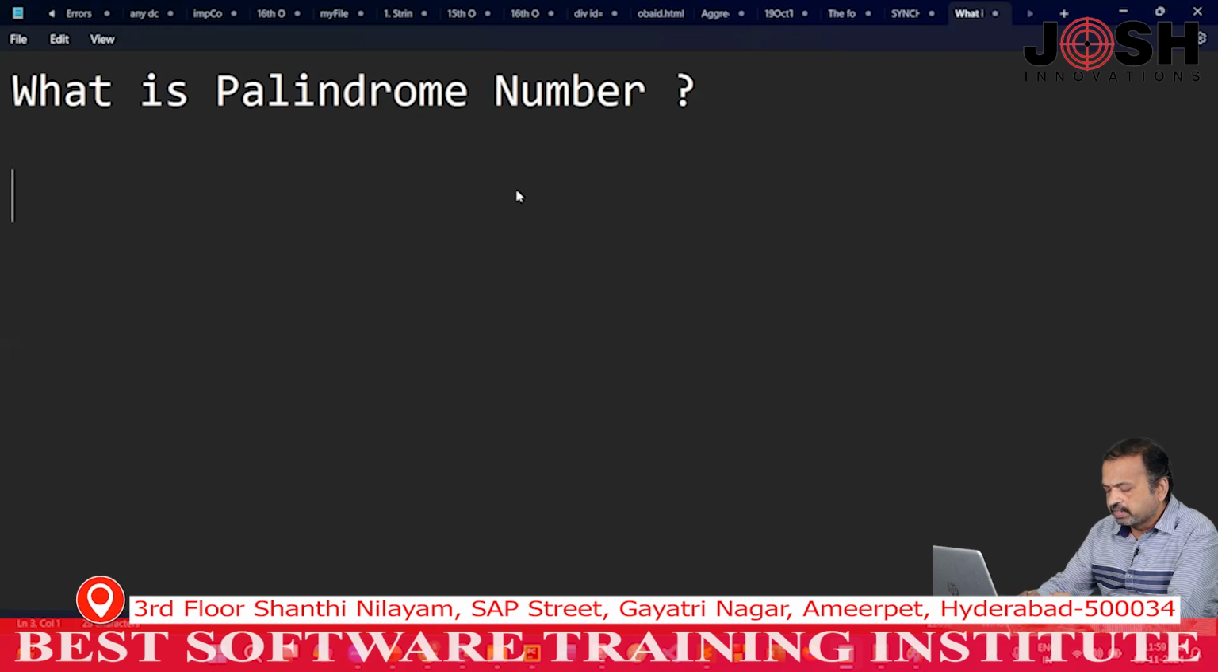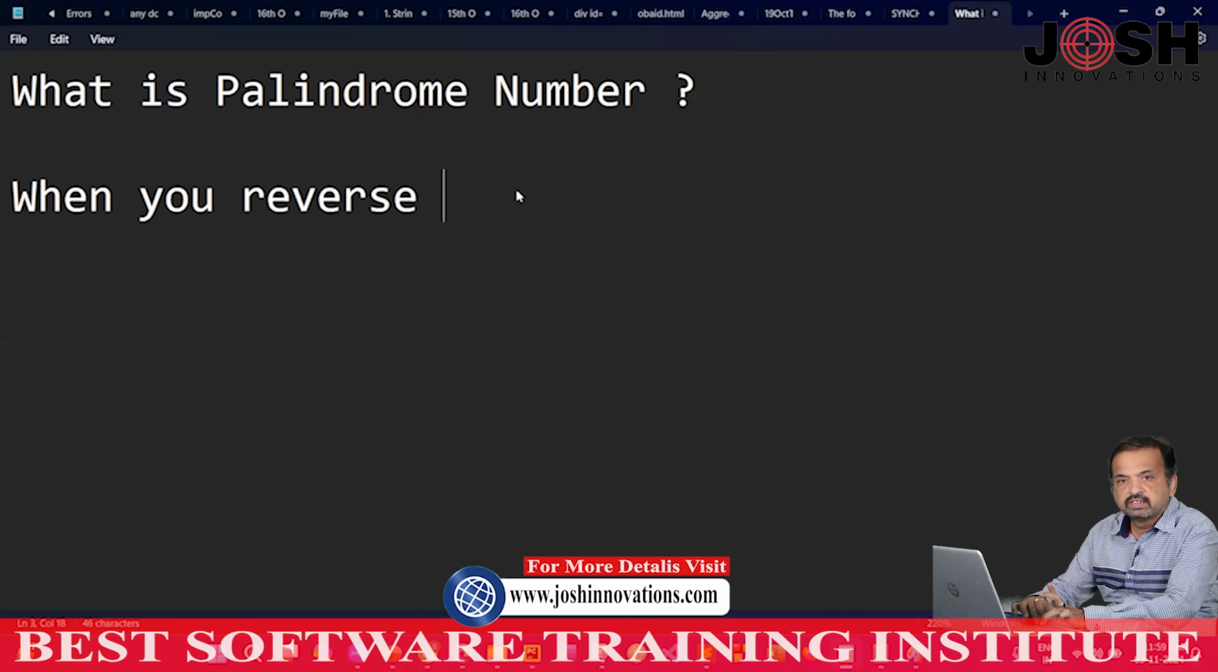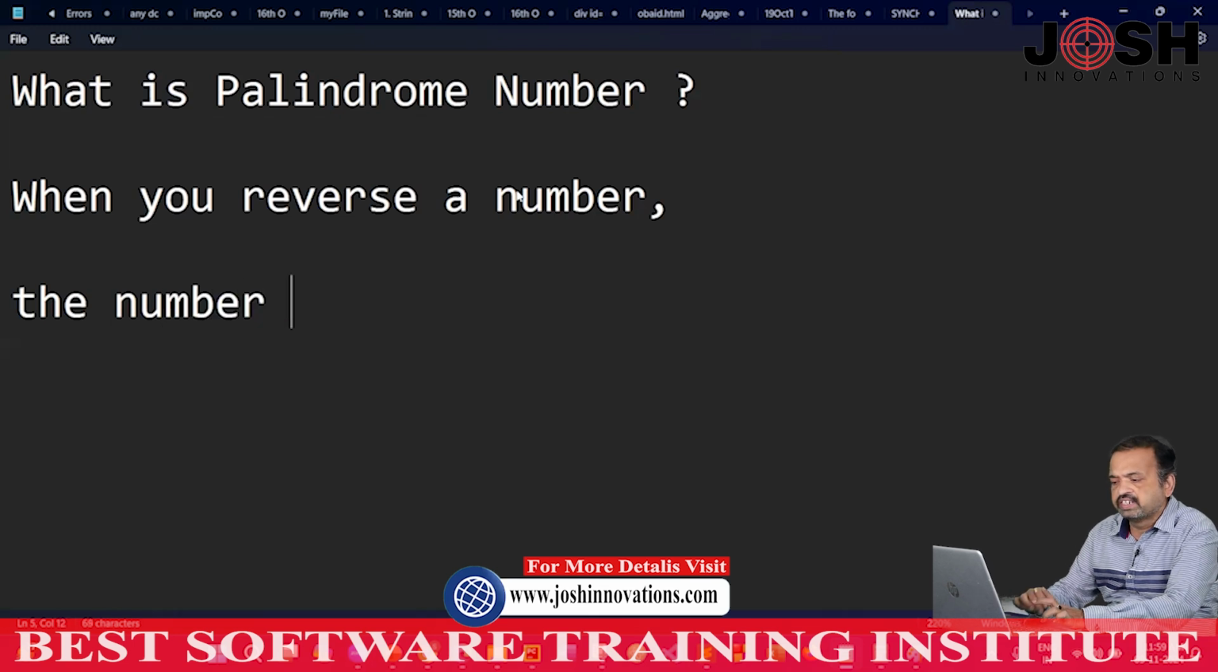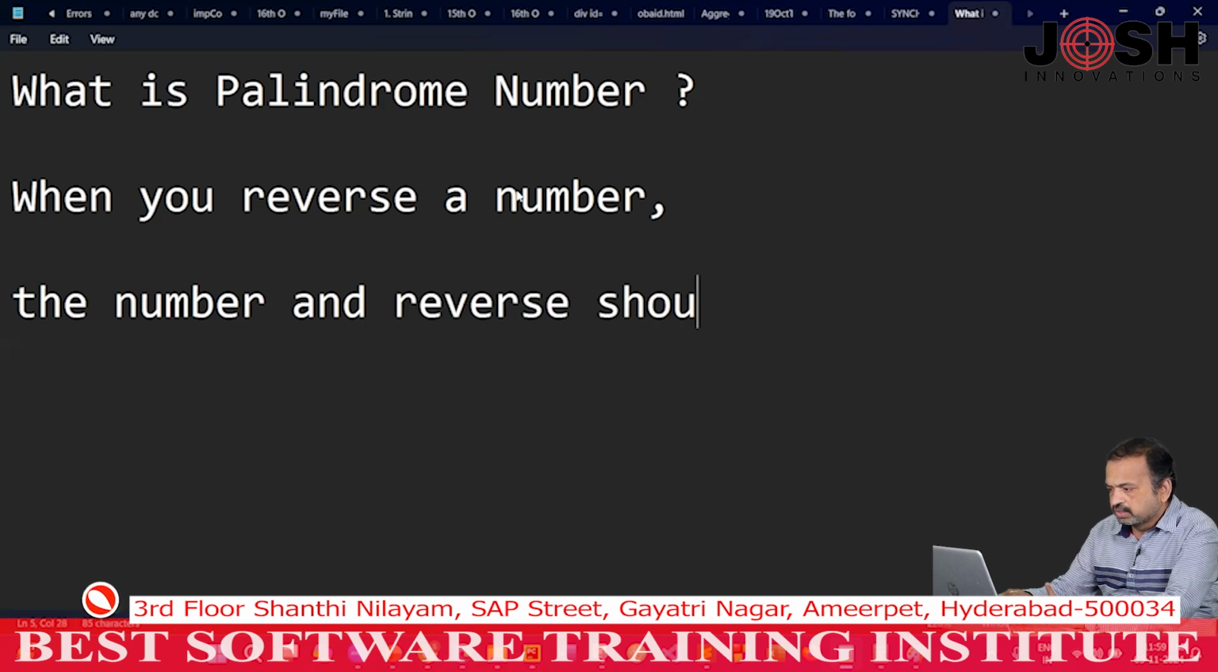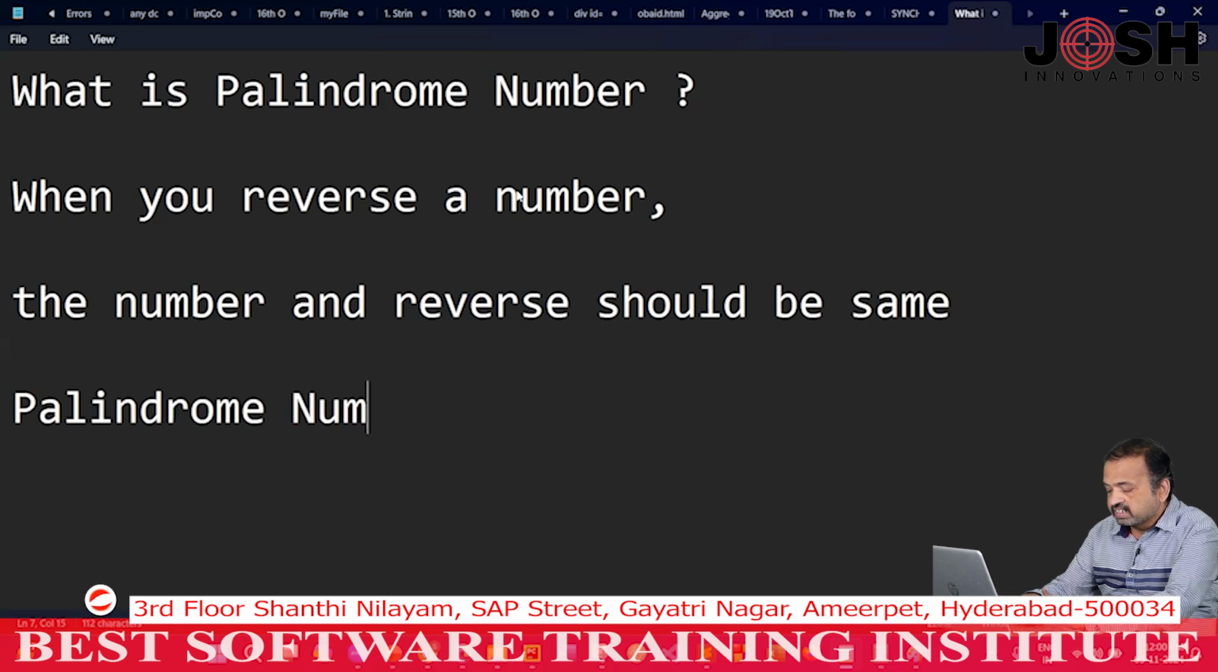When you reverse a number, the number and the reverse number should both be the same. If both are the same, my input number and my reverse number, then that number is called a palindrome number.